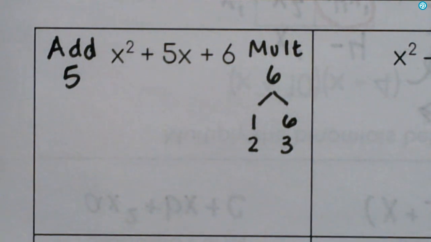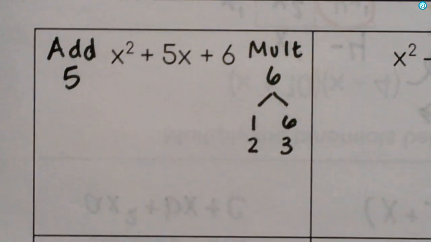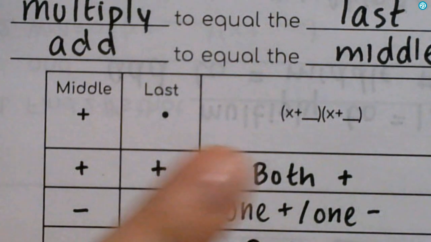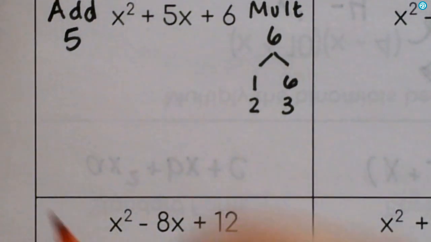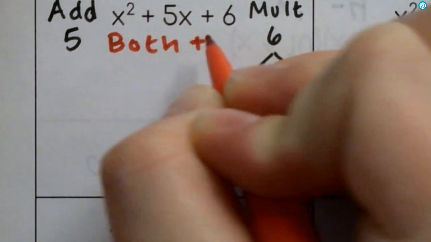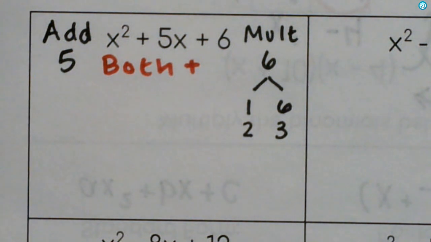All right, then we can use our little table. We need to add to be positive and multiply to be positive. So if we're adding to be positive and multiplying to be positive, we want to pick 2 numbers that are both positive. So if you want to write a little note to yourself somewhere that says both positive, that's going to help you. You can. Okay, and then which of these pairs of numbers, 1 plus 6 or 2 plus 3, which of those add together to be 5?